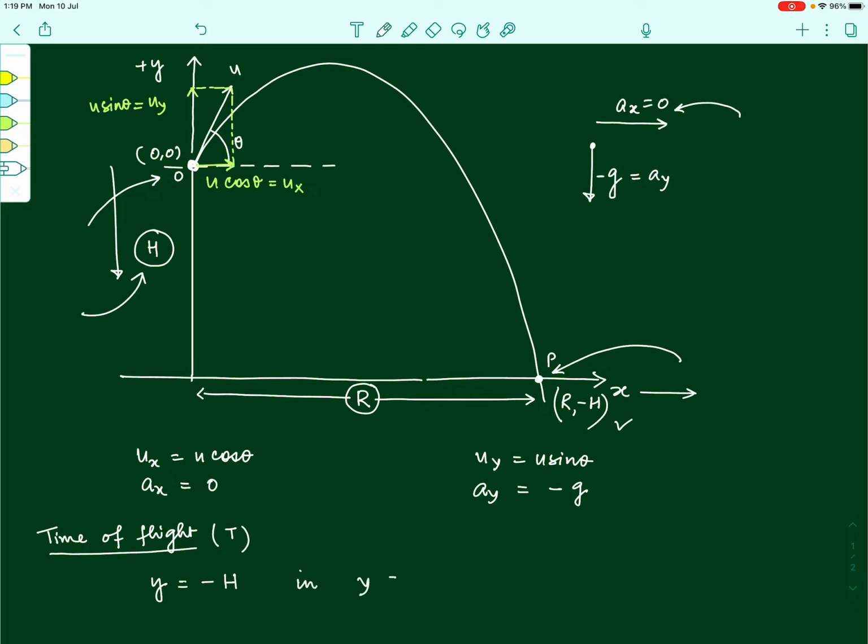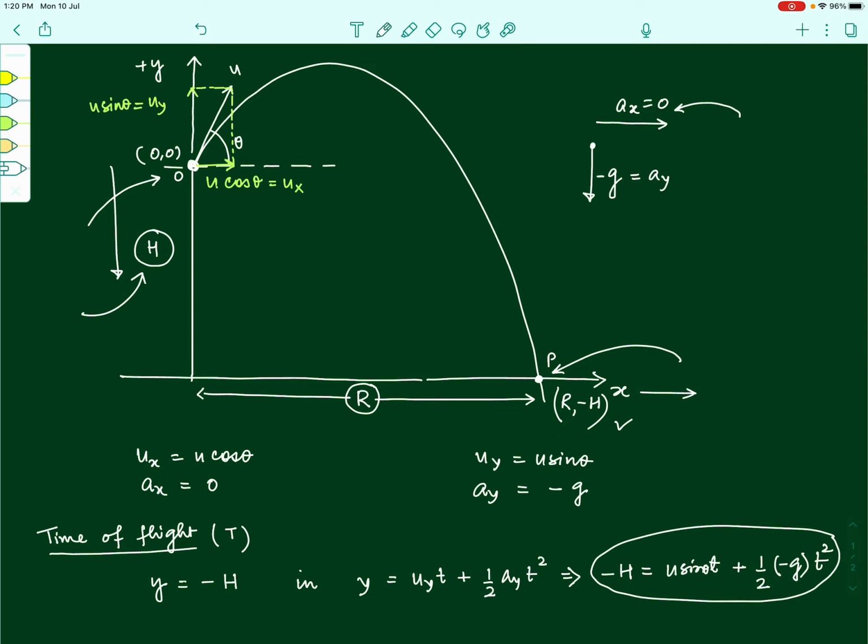So in the equation y is equal to uy t plus half ay t squared, if we just substitute y is equal to minus h, we shall get minus h is equal to uy, which is u sin theta, t plus ay, which is minus g, so this will become minus half g t squared. See that what we are getting here is a quadratic equation in t. Knowing all the values here from the question in hand, we can substitute them and then solve this equation.